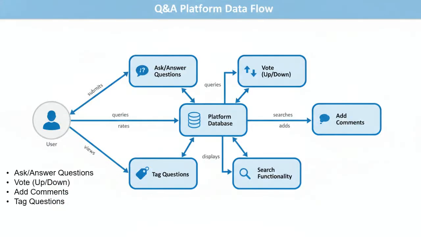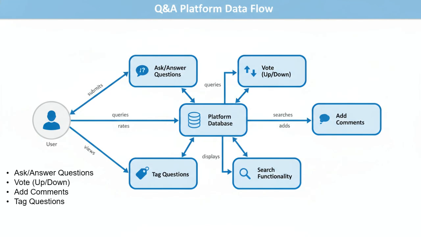Before diving into the technical architecture, we must first understand the core functionalities Stack Overflow offers. At its heart, users need to be able to ask questions and provide answers, forming the fundamental Q&A interaction. This includes the ability to format code snippets, embed images, and generally enrich their contributions.